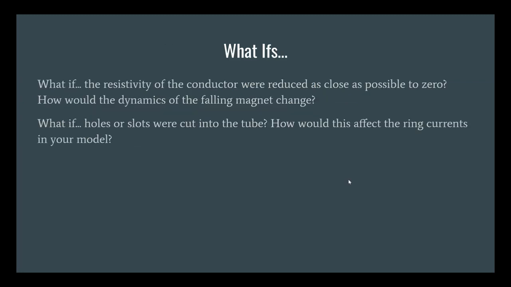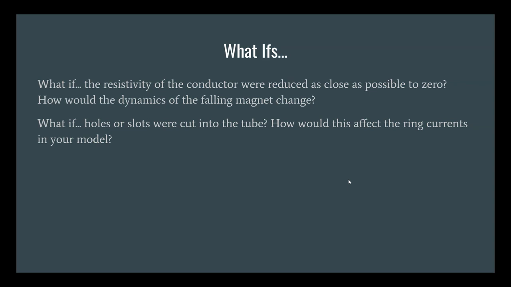To conclude, what if the resistivity of the conductor were reduced as close as possible to zero? How would the dynamics of the falling magnet change? Well, this would cause the current through the conductor to be much greater, as can be explained by Ohm's law, and consequently the magnetic force counteracting the downward descent of the magnet would be much greater, possibly stopping it from falling altogether.